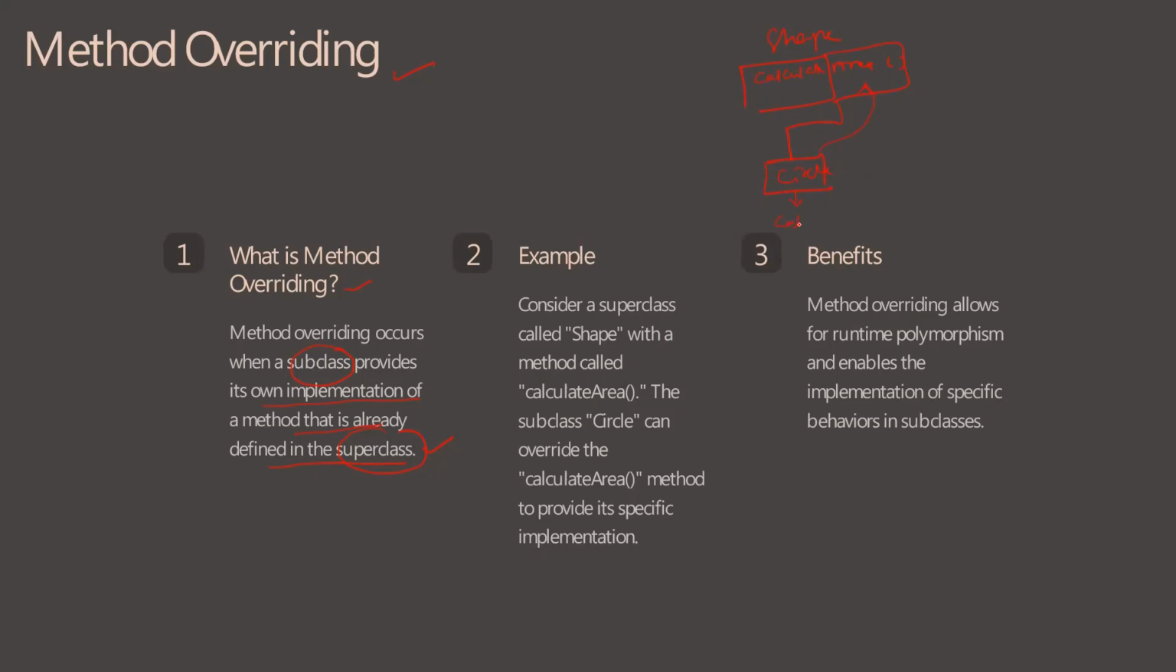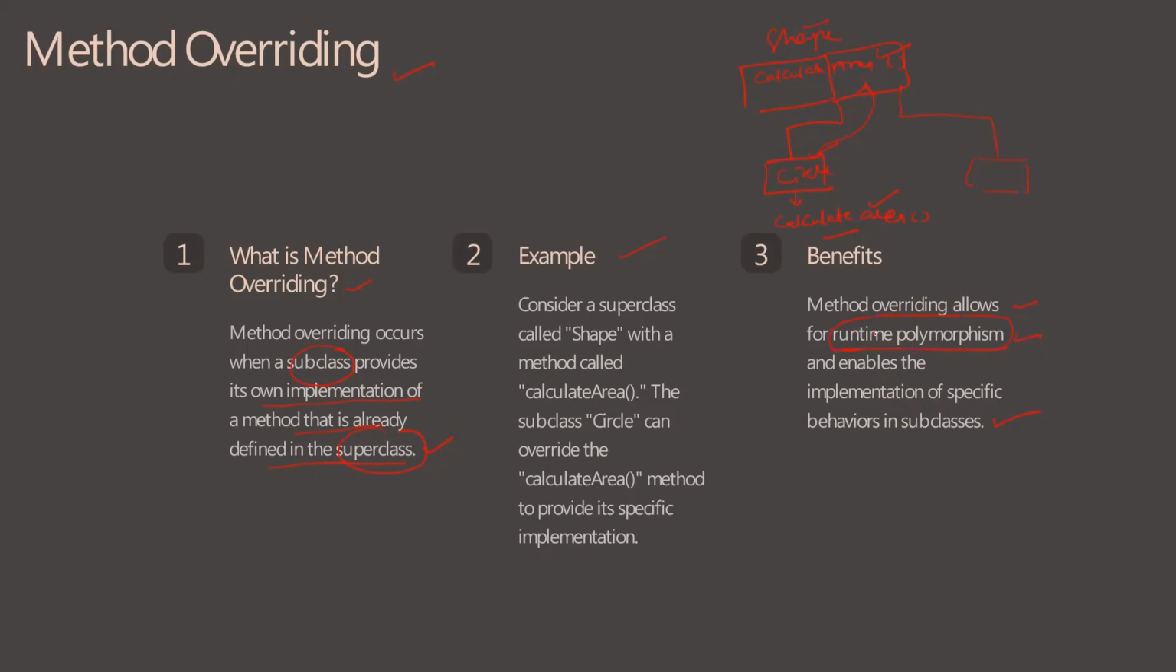So in this, calculate area is also present. This is overriding because this calculate area is present here as a method, and in circle also you can write this calculate area. In the same way, you can create one more class. But as per my example, this is method overriding: calculate area in the shape class and in the circle class. Then what are the benefits of method overriding? Method overriding allows for runtime polymorphism and allows implementation of specific behaviors in the subclass. So it mainly focuses on the concept called runtime polymorphism.